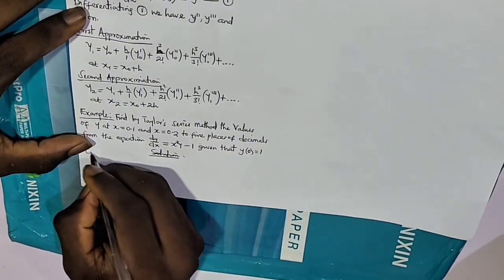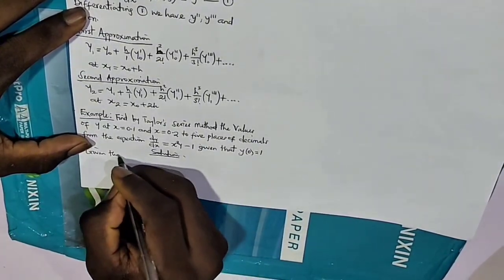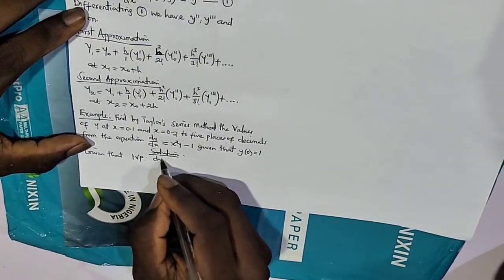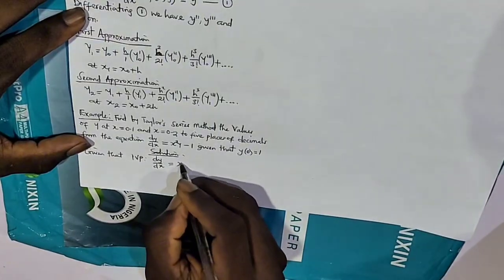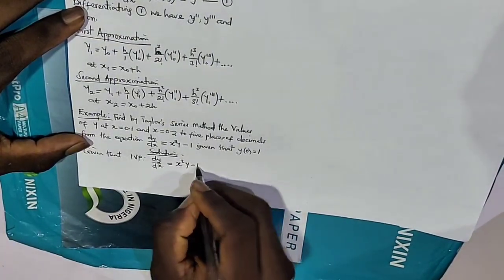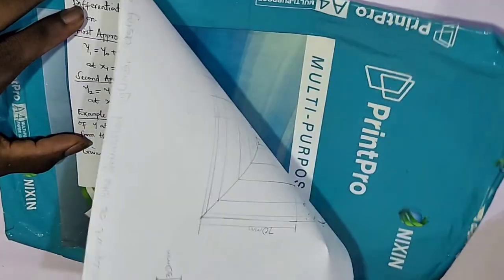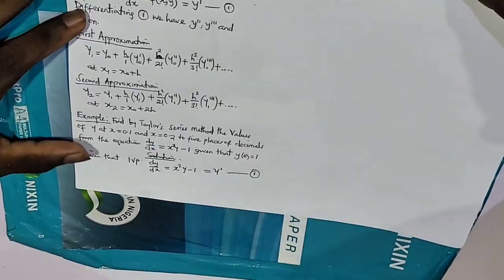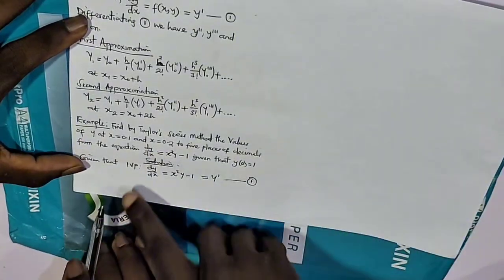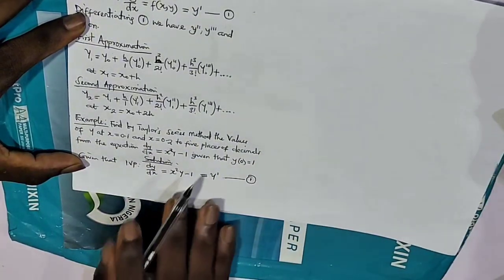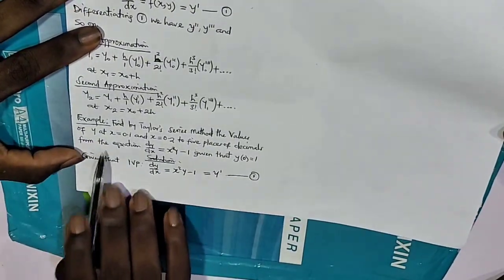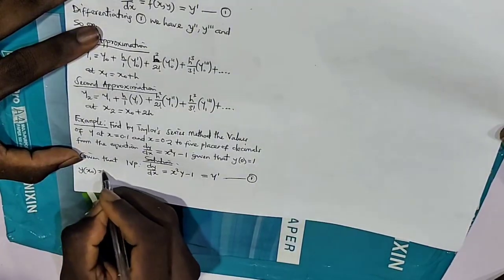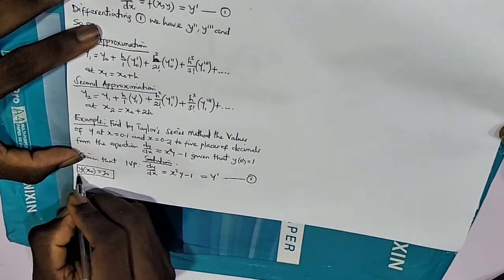Given in that question, our initial value problem, which is dy/dx, is equal to x squared y minus 1. Let us call that y prime, just as we said in the note earlier. IVP means initial value problem, the initial value problem given to us. Also from that question, we remember that y of x naught is equal to y naught, just as we've been saying earlier.